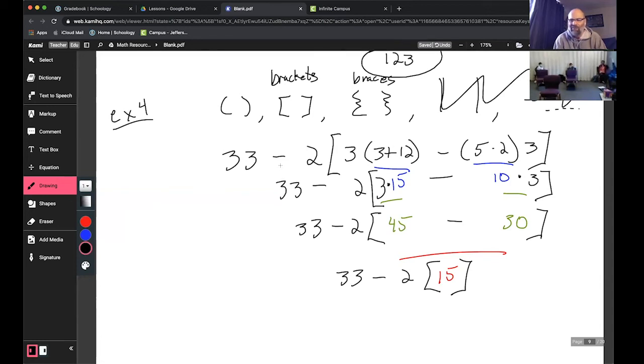Can't I just do that right now? No, you can't, because this is a big multiplication problem. 2 right next to this bracket, this is multiplication. So you have to multiply the 2 times whatever you get here first before you subtract. This is going to be a very common mistake. Don't let that be you. All right, so now we're left with 33 minus 2 times 15, which is 30. So your answer is a cute little 3.